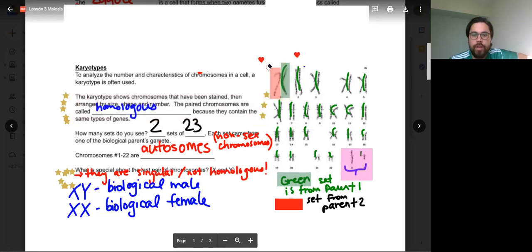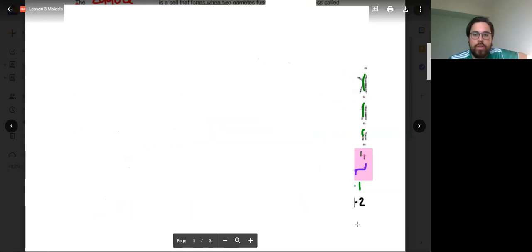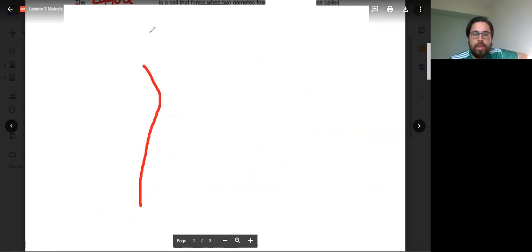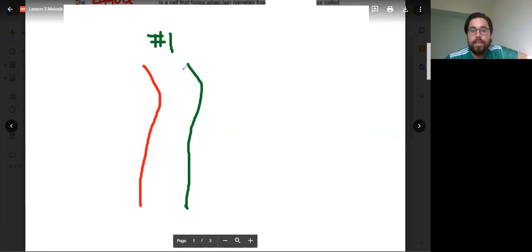So what does it mean they contain the same type of genes? Here we have one chromosome from mom, one chromosome from dad, it doesn't really matter which. This is chromosome pair number 1, the first set of your 23 sets. Let's say your mom has blue eyes. This is the gene responsible for blue eyes. Your mom also has blonde hair. This is the gene set responsible for blonde hair.